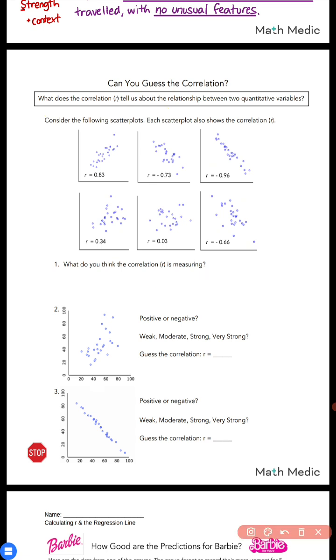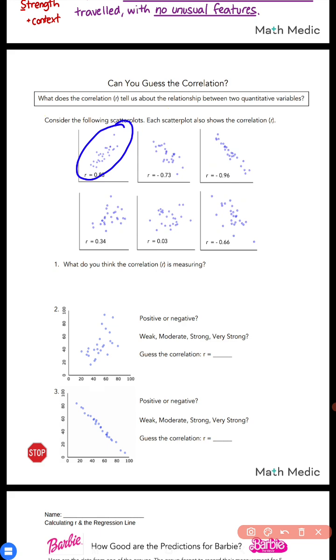But if I look at these graphs, let's start with this one right here. So the first thing that I notice is that these dots appear to be trending upward, right? So they have a positive relationship between whatever our variables are, okay?